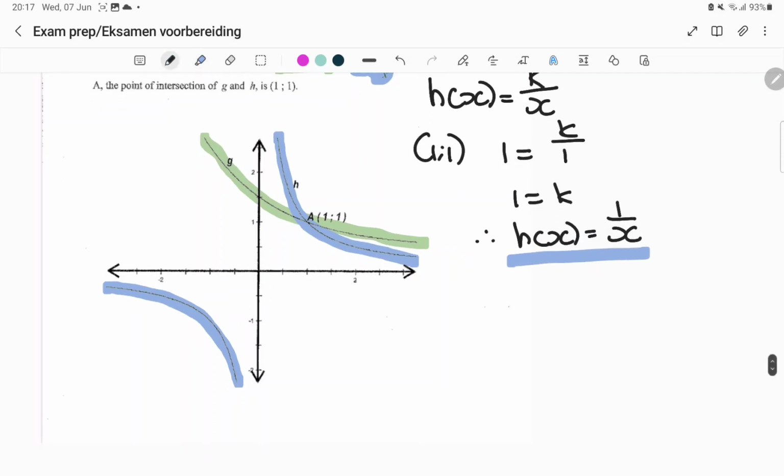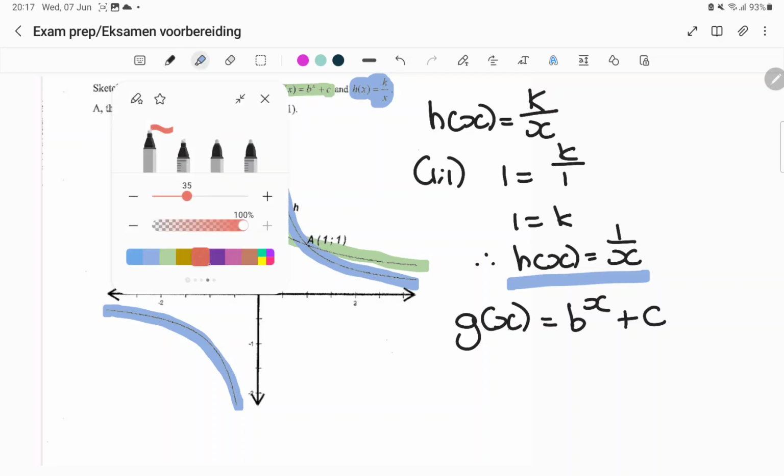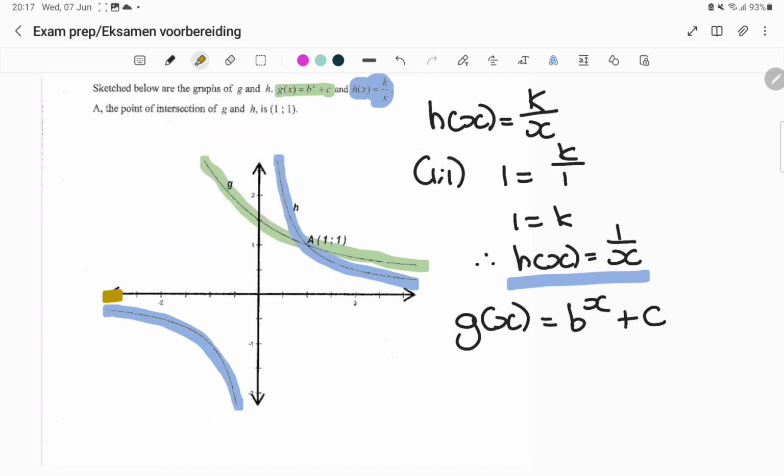Alright, now let's do the same. Let's work out g of x. So they gave us that g of x is equal to b to the power of x plus c. Now once again, we know that our c value is usually our asymptote. In this case, we cannot see what our asymptote is, but we can definitely see that it is not my x-axis, which is this line here. So we're going to take two random points: I can see that I have a point there, and I also have my A.